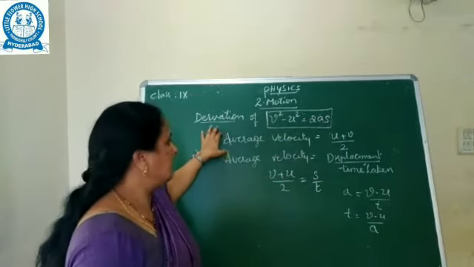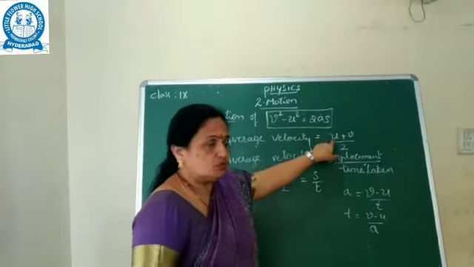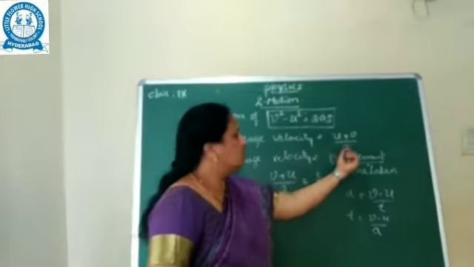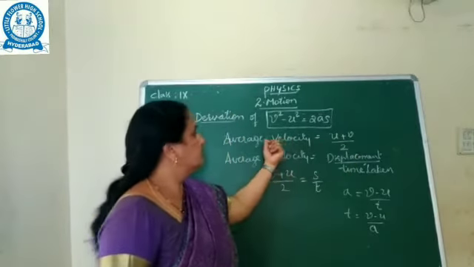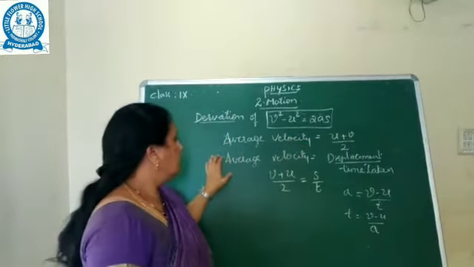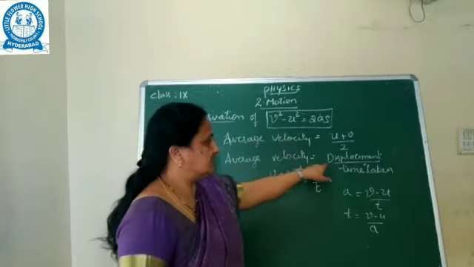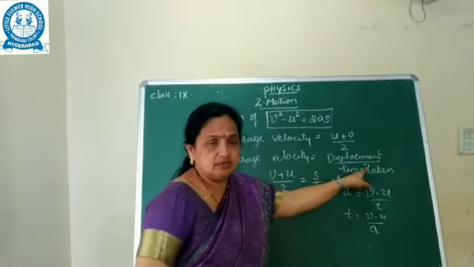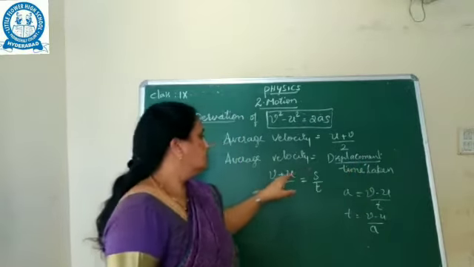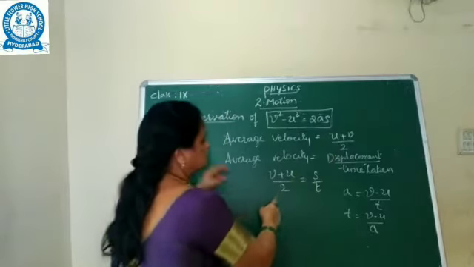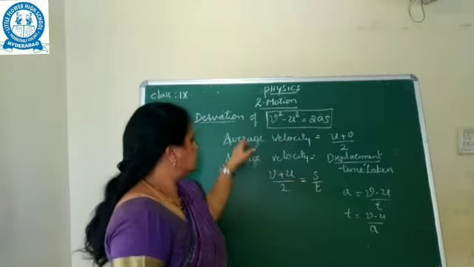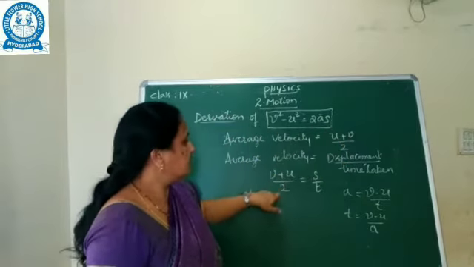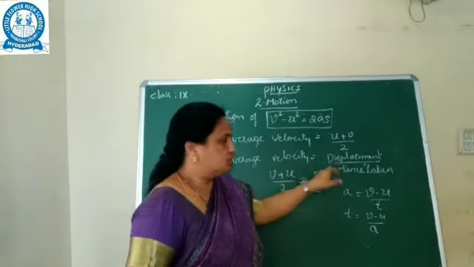We already know that average velocity is (u + v) by 2. We take the 2, so it is divided by 2. That is considered for average velocity. And one more way to take average velocity is total displacement by the time taken, the whole time taken. Both give the same value, so we can equate these two: (u + v)/2 = s/t.